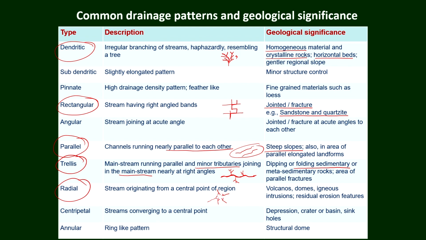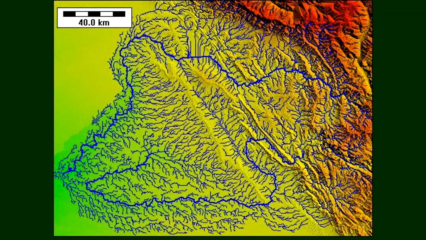So, this is again a sort of pattern where you have domal areas at the center. If the center part is uplifted and you take the cross section, it will show something like this. So mostly in areas where you have domal regions, that will show a radial pattern.